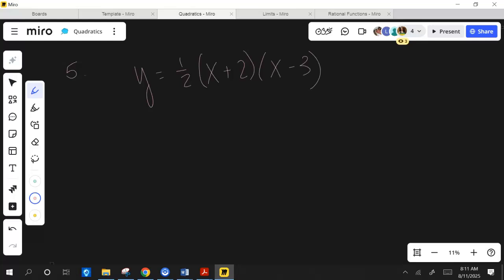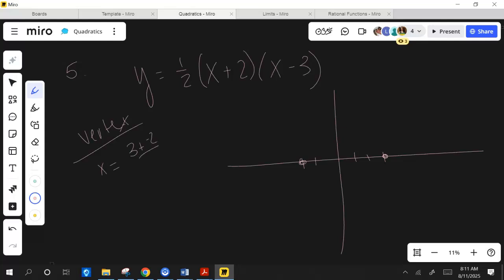Intercept form again, 2 parentheses, yes. Where's it crossing? Negative 2 and positive 3. Then I find the vertex just like before. Average them together. 3 and negative 2 over 2. It's another fraction. We love fractions. Yay! All right, plug it in to find the y. 1/2 plus 2. It's the same numbers, y'all.